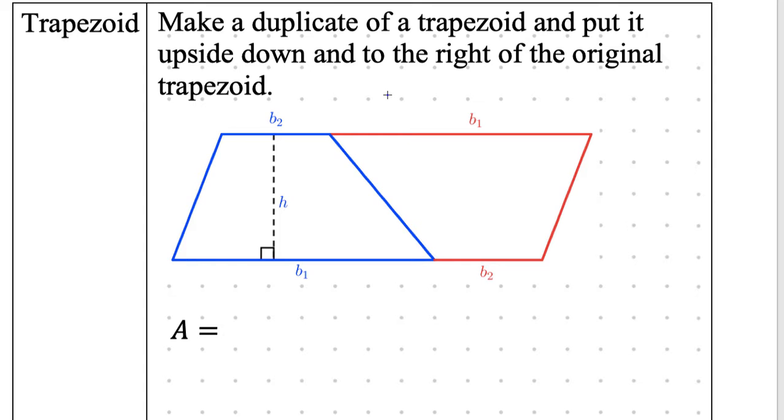Base 1 and base 2, they both make a right angle with the height. The height has to make a right angle. I'm repeating this over and over again. If the height makes a right angle to B1 and B2, then you're on the right track.